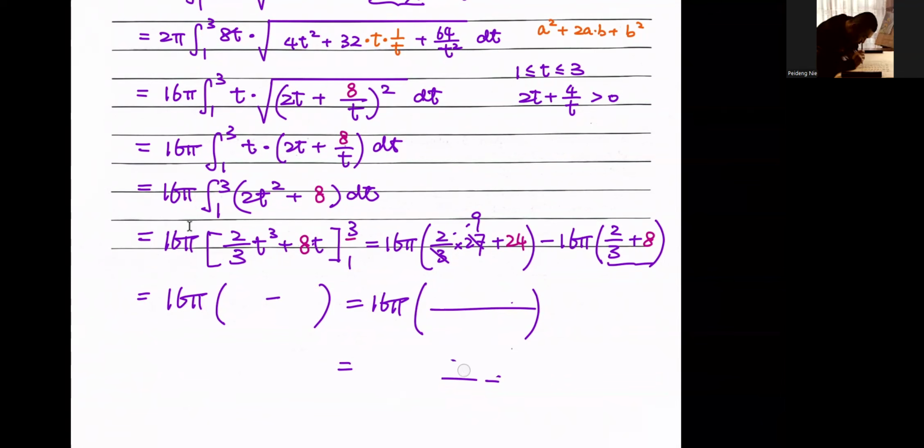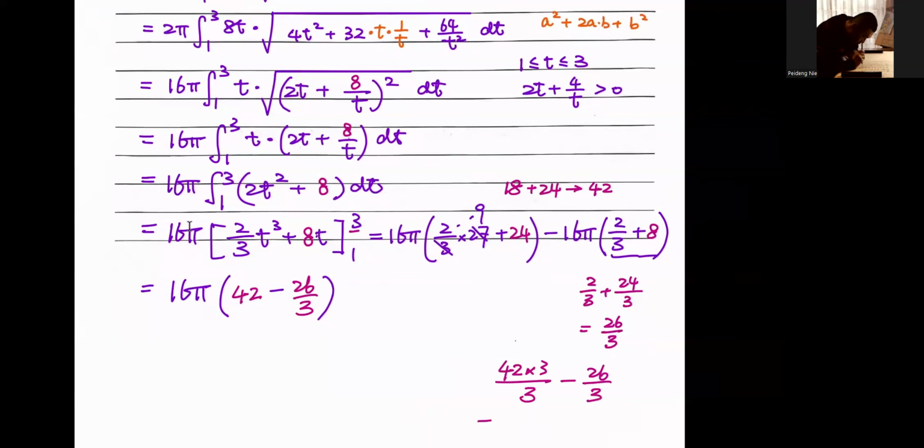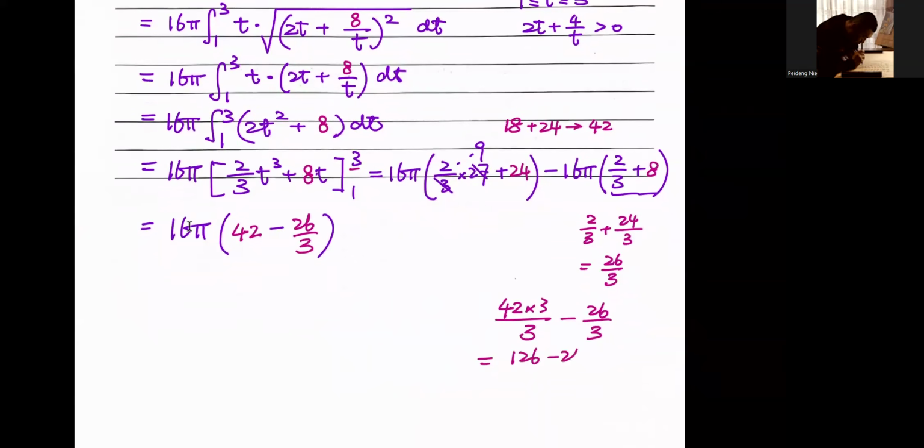So it's always a good idea to go back and check what actually happens. Now let's do that again. 18 plus 24. That gives me 42. 42. And 2 over 3 plus 24 over 3. That gives me 26 over 3. And 42 times 3 over 3 minus 26 over 3. 126 minus 26 over 3. 100 over 3.